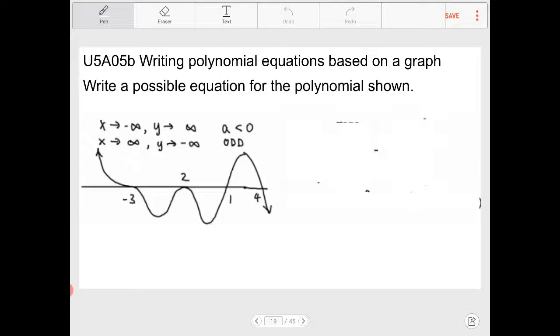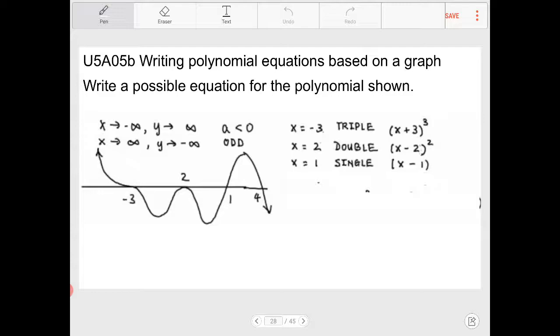Next, I know that the roots are at -3, 2, 1, and 4. So at x equals -3, this appears to be a triple root. The polynomial in its factored form will have a factor of x plus 3 cubed. Next root is at 2. This is a double root. In its factored form, the polynomial will be x minus 2 squared. The next root is 1. That's a single root. In its factored form, it will be x minus 1.